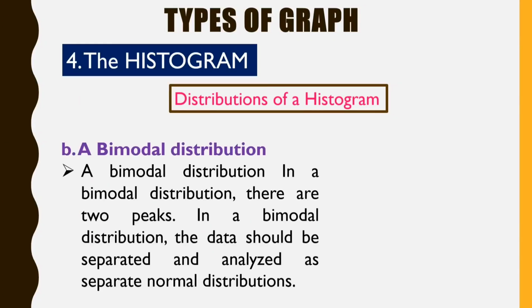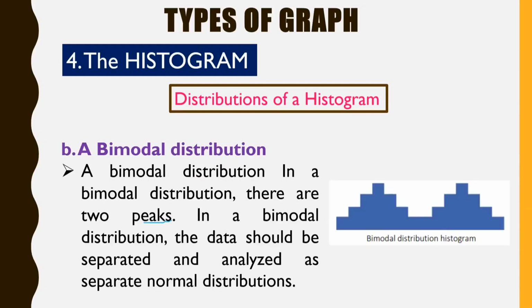Now, here is another one. We have a bimodal distribution. In a bimodal distribution, there are two peaks. So here is an example. Here is the first peak, and then here is the second peak. In a bimodal distribution, the data should be separated and analyzed as separate normal distributions. So for instance, if you have this type of histogram, you should divide it and analyze each of these as a separate normal distribution.